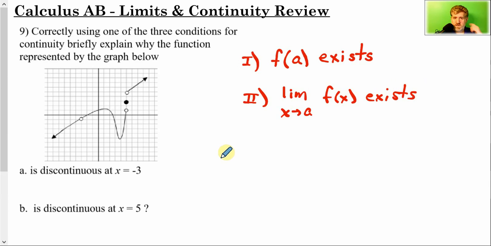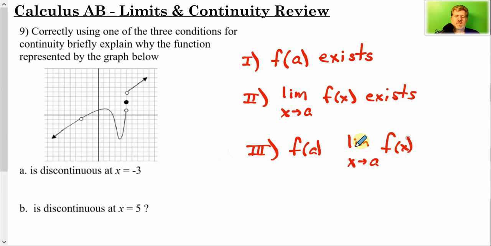So a function has to exist and a limit has to exist. And the third thing was the point and the limit had to be the same. So let's look at these two discontinuity points and figure out which of these conditions make it non-continuous.